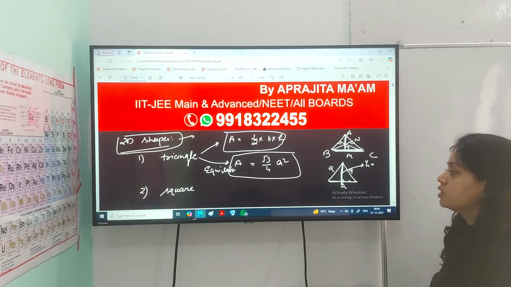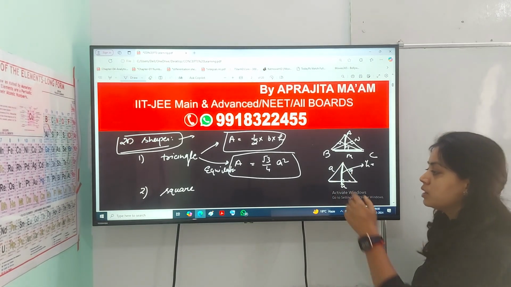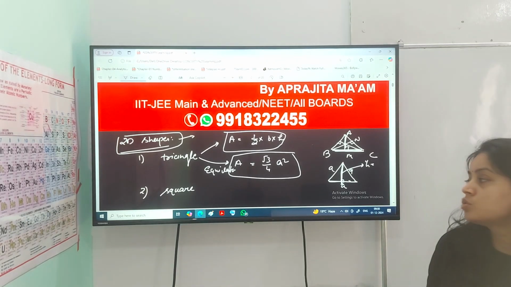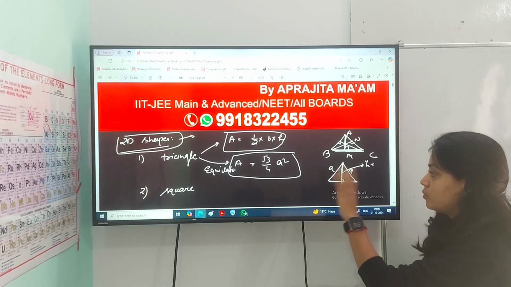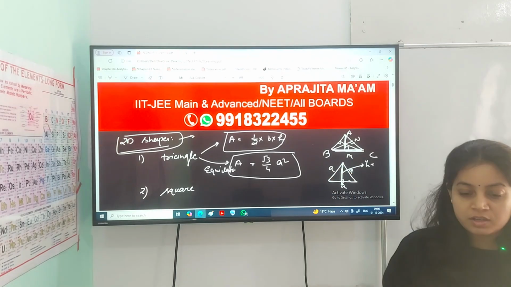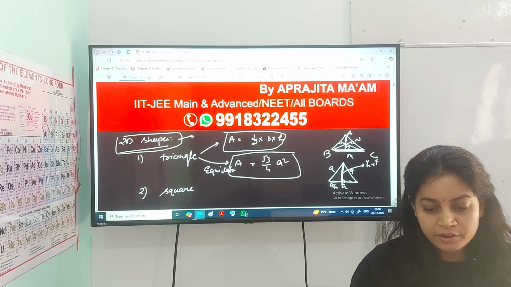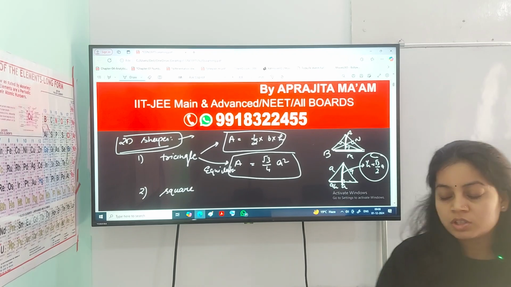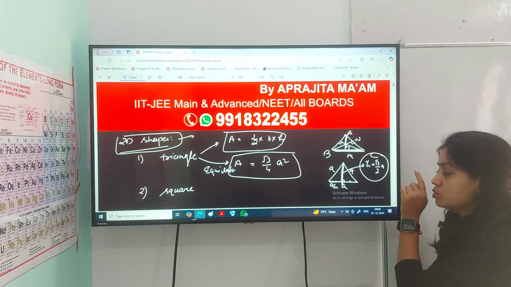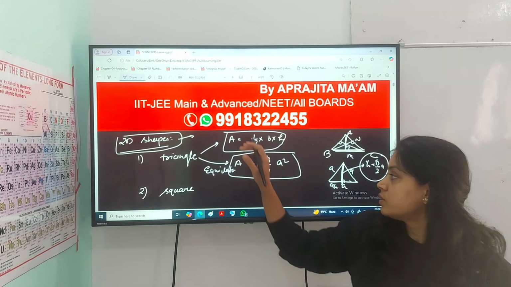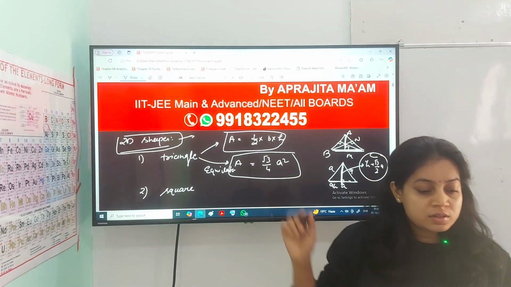At that time we must know the formula. We are not going to use the Pythagoras every time, and that takes so much time. So we must know the formula also. I have told you that this is a by 2, and you can calculate this height. Height of the equilateral is root 3 by 2 into side. You must know this formula also. So area of the equilateral triangle is root 3 by 4 side square.